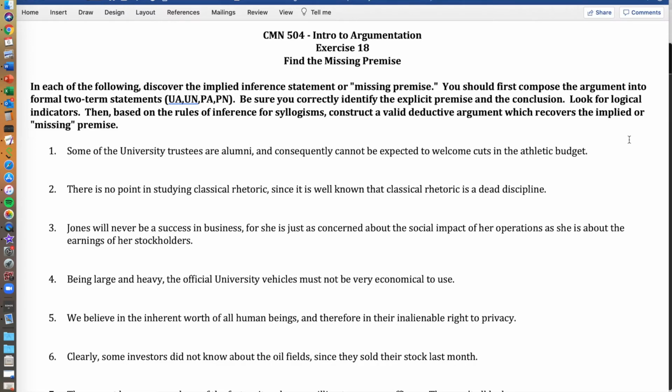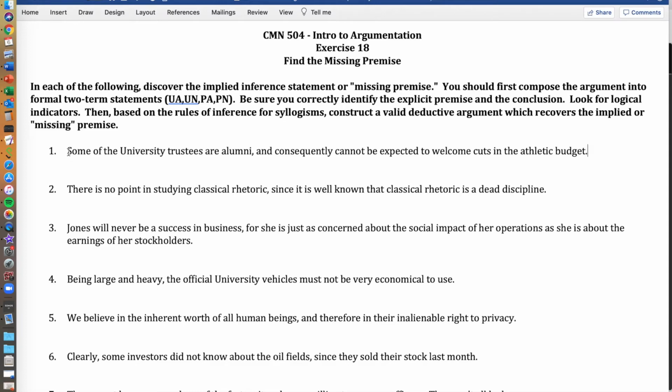So as we look at number one, some of the university trustees are alumni and consequently cannot be expected to welcome cuts in the athletic budget. As we read this natural language sentence, it's a single sentence, but it has two statements in it, and they are linked by an argument indicator here, consequently. And consequently tells us this second statement will function as the claim in the natural language argument and so become the conclusion in our syllogism.